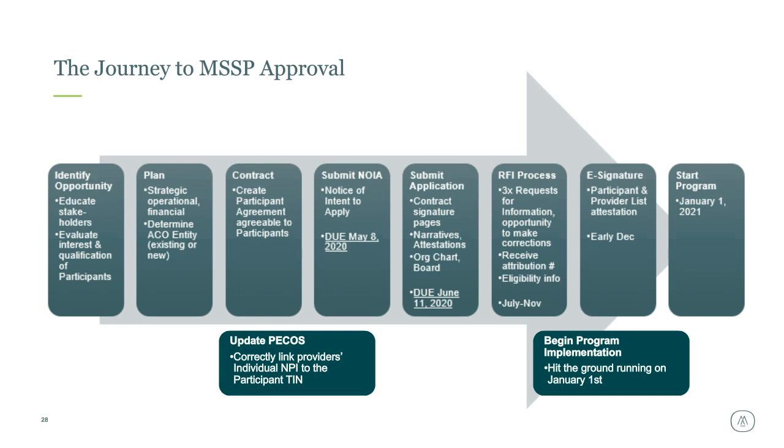So I really recommend that, if you are interested in this, you get started with these early steps as soon as possible. I also have at the bottom here, getting your participants to update their PECOS enrollment is really important. I have run into situations where people aren't properly enrolled in Medicare, and so that prohibits them from getting into the program. So just making sure that you're enrolled in Medicare, it's up to date, and you have all the right individuals linked up to your tax ID number is important.